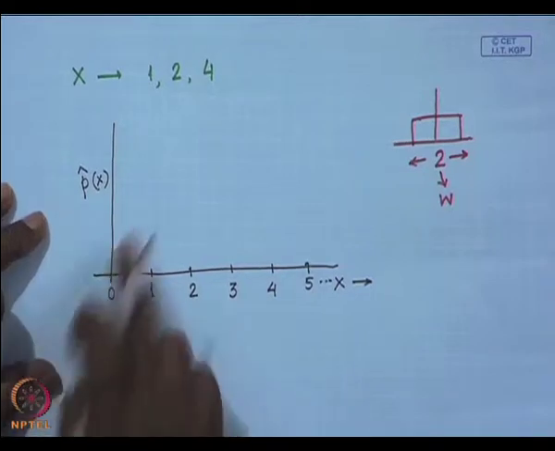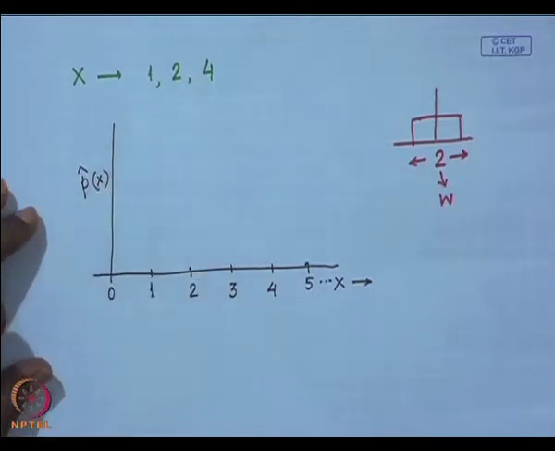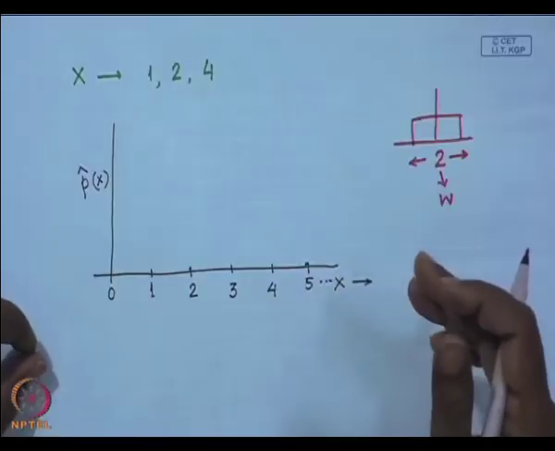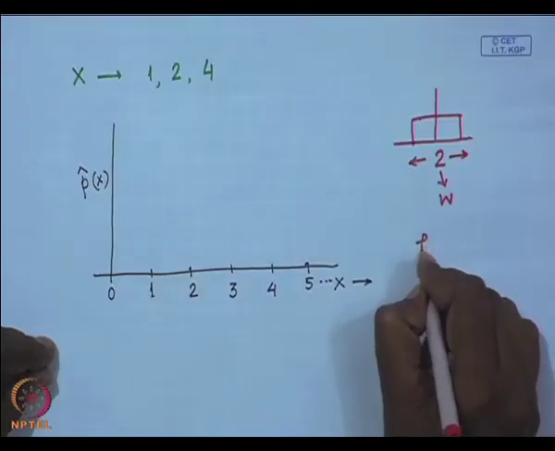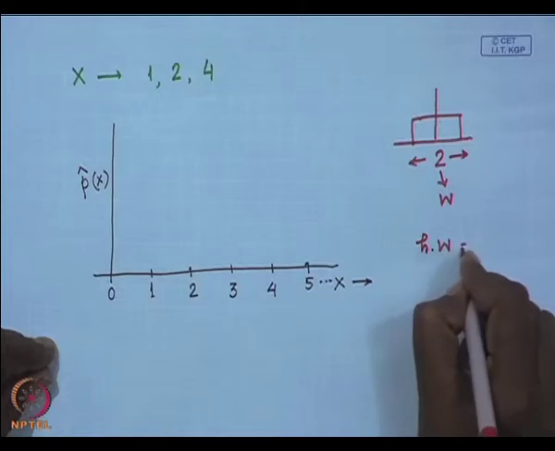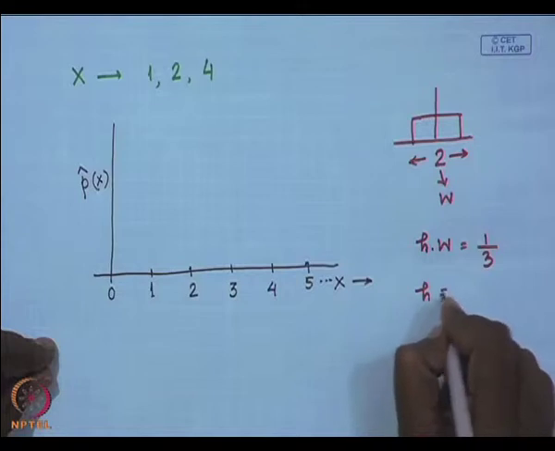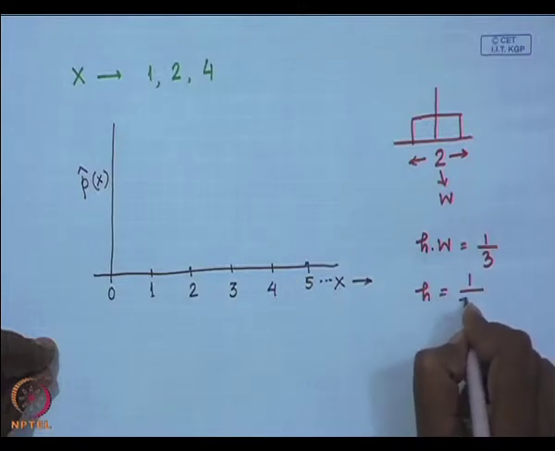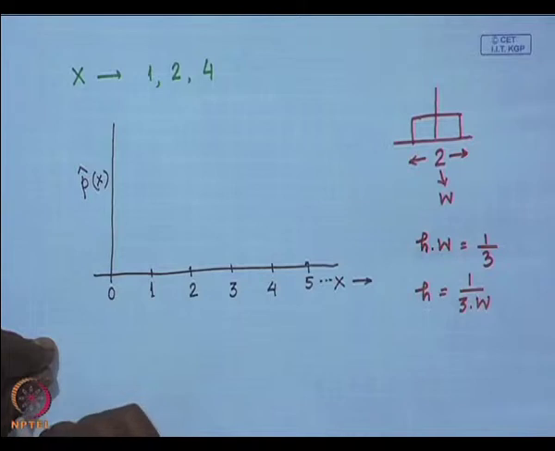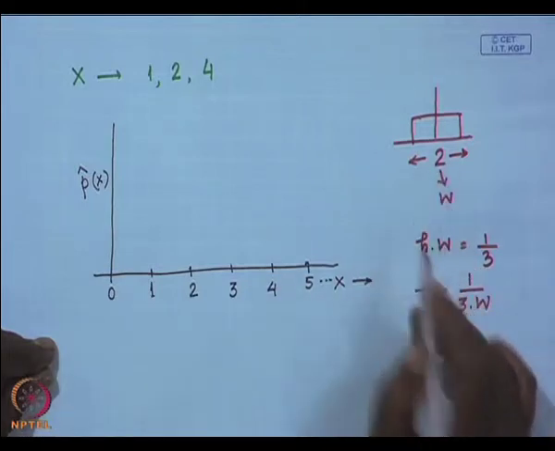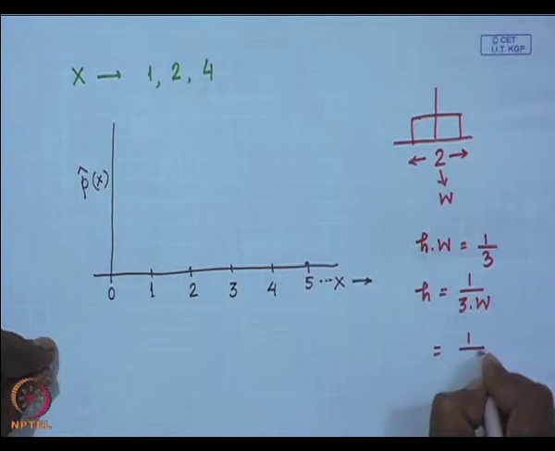And as I said before, because I have got 3 such samples, the area of each individual window has to be 1/3. Okay. So, accordingly I have to compute the height of this rectangular window. So, the height of the rectangular window h times W has to be 1/3. So, height has to be 1/3 times W, and in this case W is equal to 2. So, this will be 1/6.